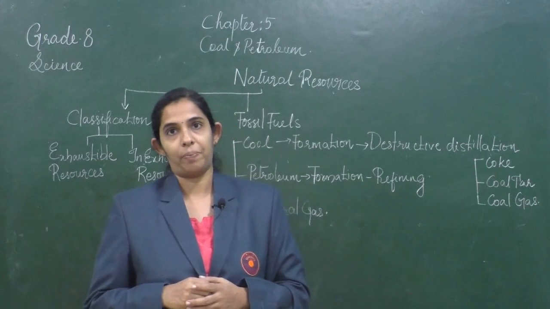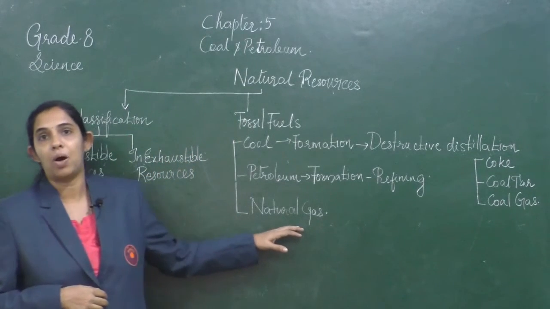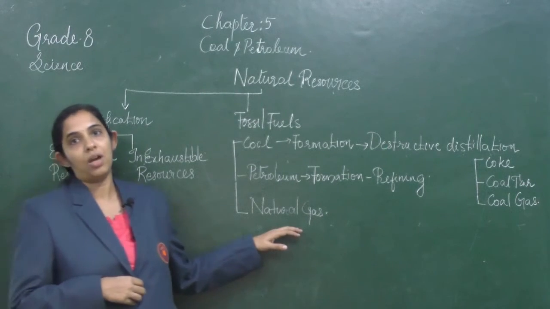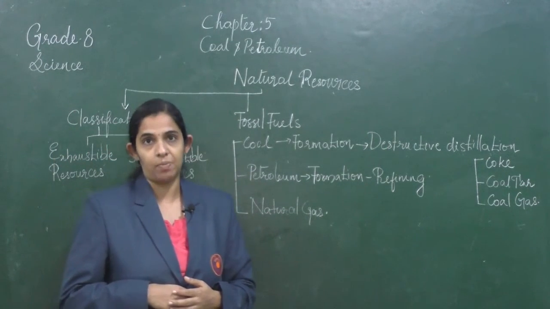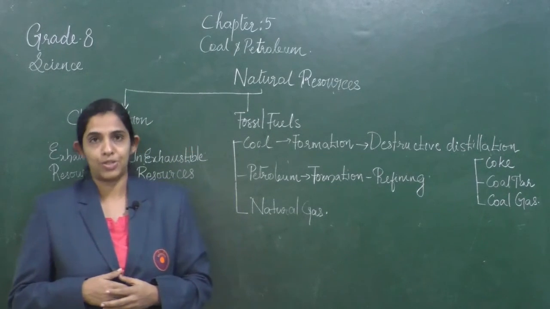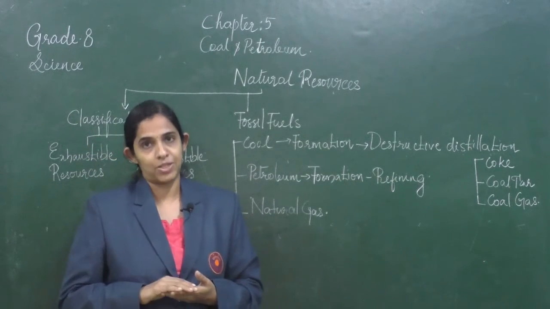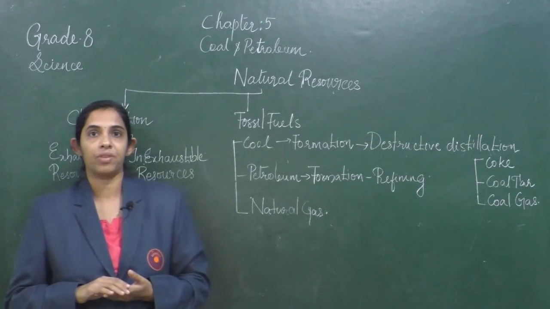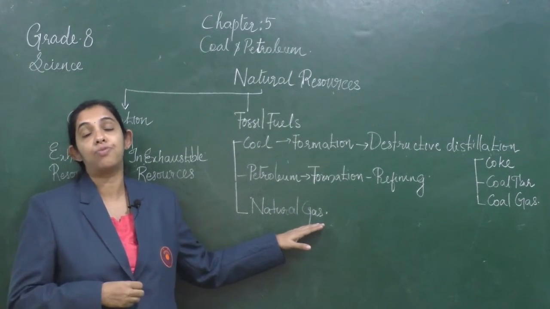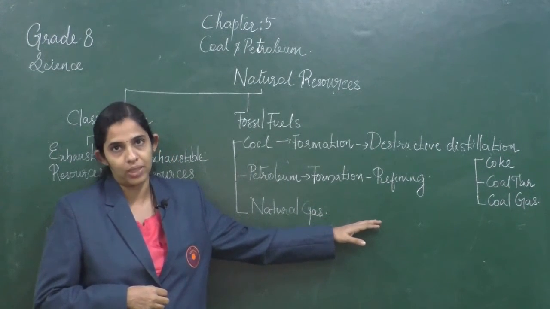And in the last section of the chapter, we have discussed natural gas. It is also formed from the dead remains of plants and animals and extracted mainly during the refining of petroleum. Natural gas is formed as a layer over the petroleum under the crust of the earth. When natural gas is compressed, it forms compressed natural gas or CNG, which is considered a clean fuel.